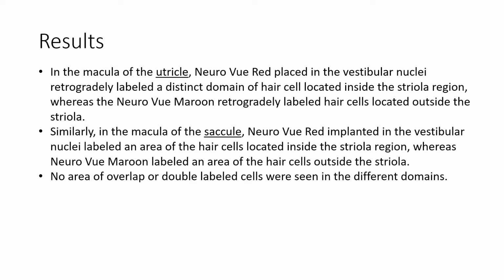First, a brief overview of the results. In the macula of the utricle, NeuroVue Red placed in the vestibular nuclei retrogradely labeled a distinct domain of hair cells located inside the striola region, whereas the NeuroVue Maroon retrogradely labeled hair cells located outside the striola. Similar findings were observed in the macula of the saccule.